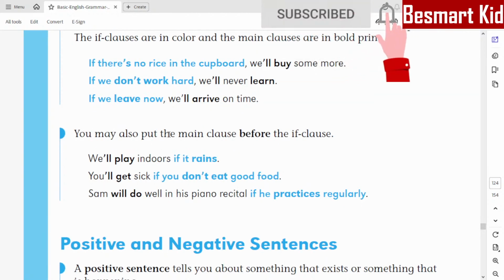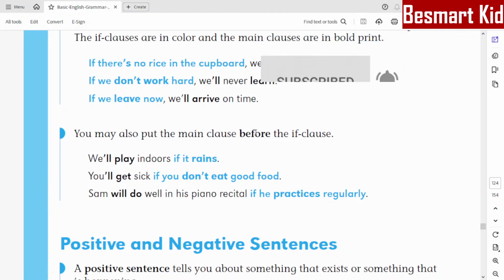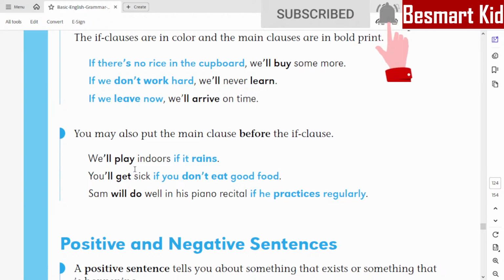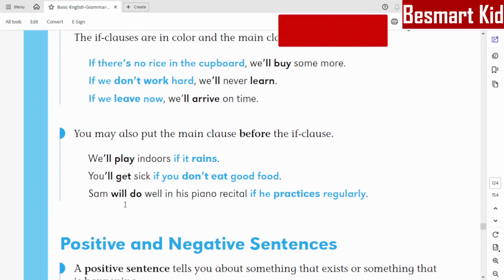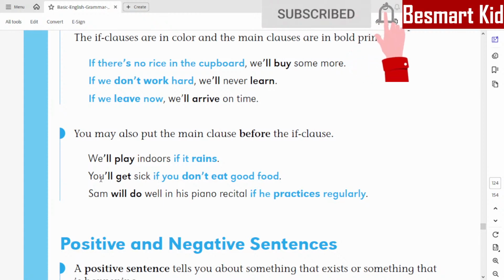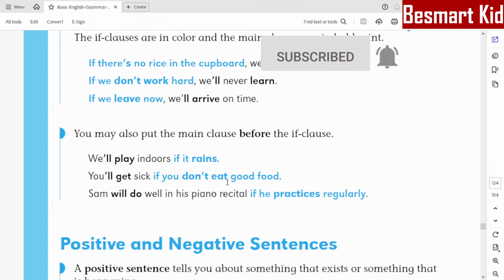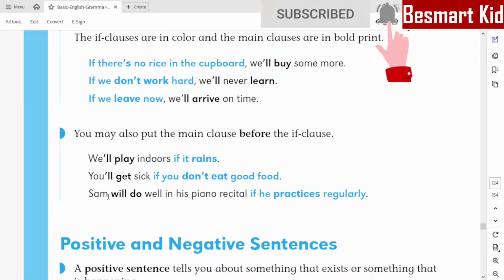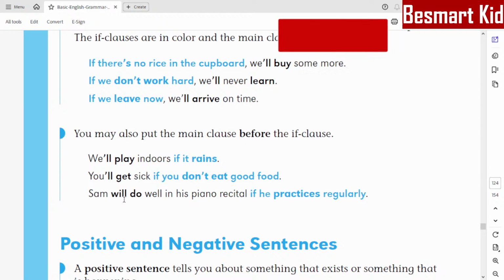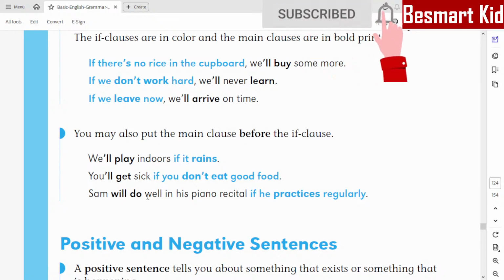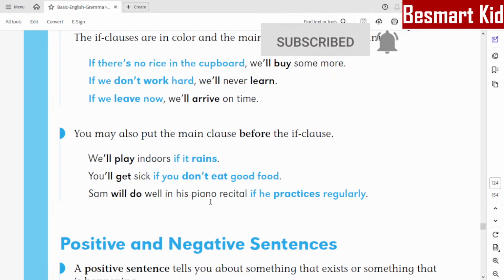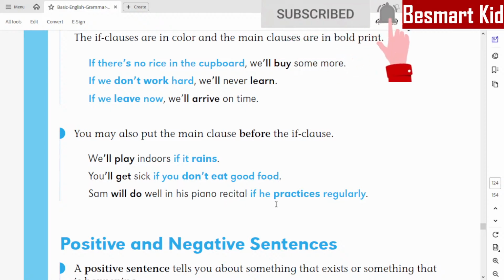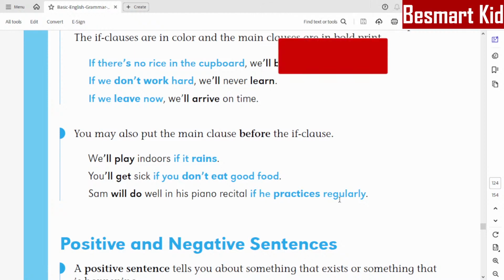You may also put the main clause before the if clause. We'll play indoors if it rains. You'll get sick if you don't eat good food. Sam will do well in his piano recital if he practices regularly.